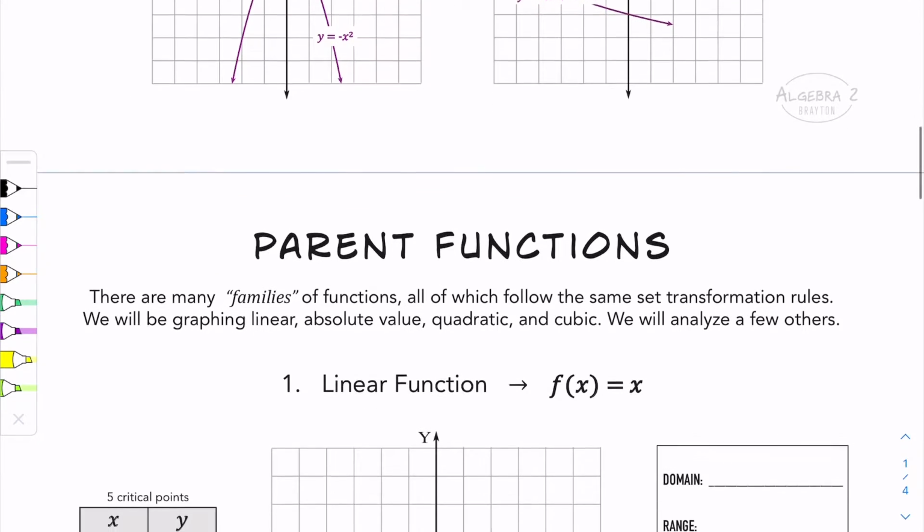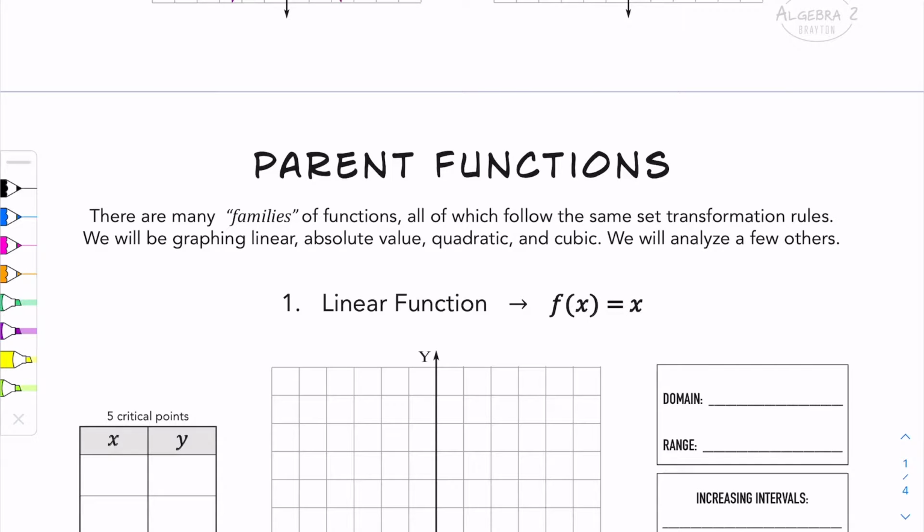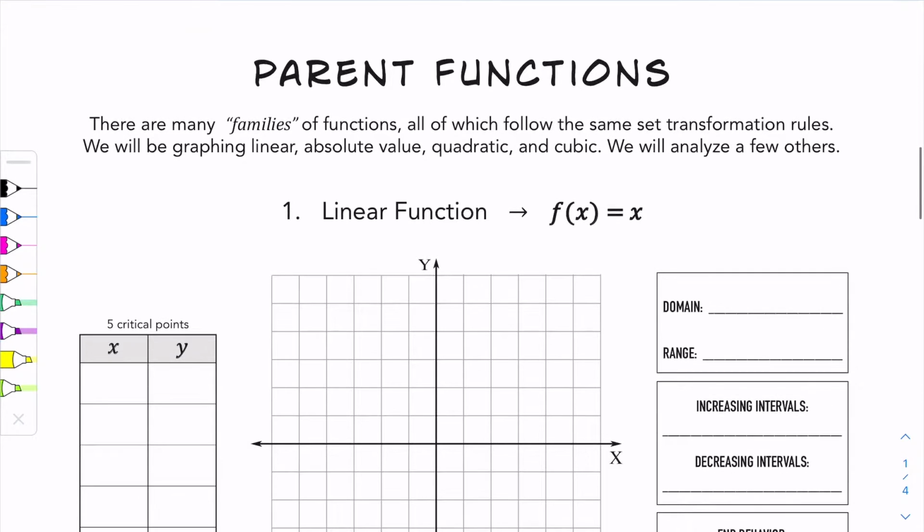If we graph some parent functions by ourselves, we're going to start with a linear function. Today we're just going to look at about, I think I did, 6 parent functions. There's a lot more parent functions than this, but we're just going to start off with these 6, and throughout the year we'll add more functions to this as we go.